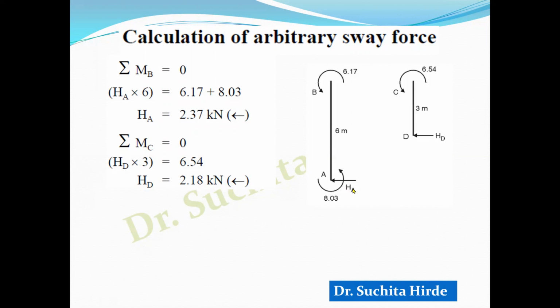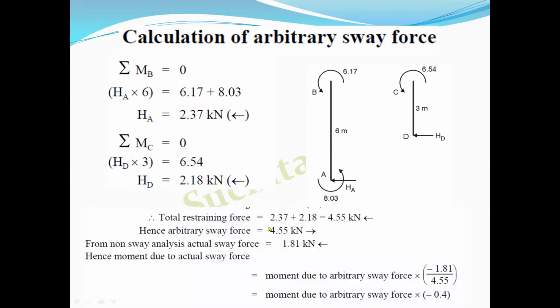Now these are the reactions to the sway force, and therefore the sway force will be in the opposite direction. So what is the total restraining force in this case? It is 2.37 plus 2.18, which is 4.55 towards left. So therefore the sway force will be in the opposite direction, because in this case we have not considered any imaginary support at C. So these are the resisting reactions, and therefore the sway force will be in the opposite direction, which is 4.55 kilonewton towards right.